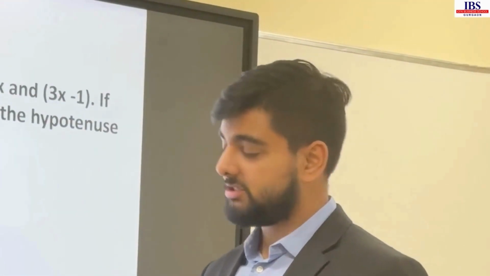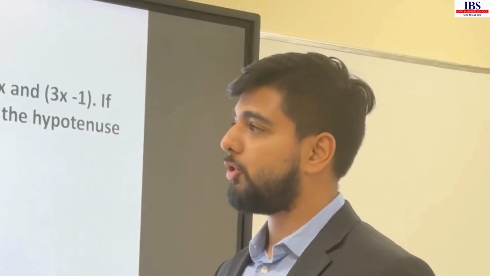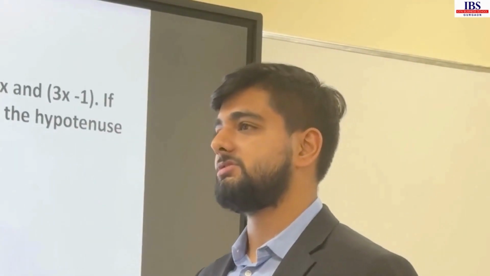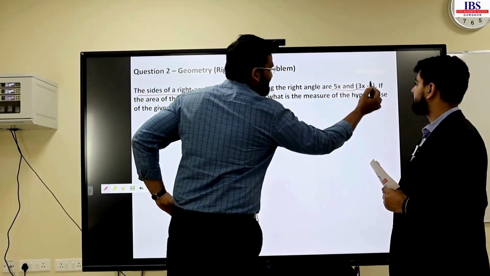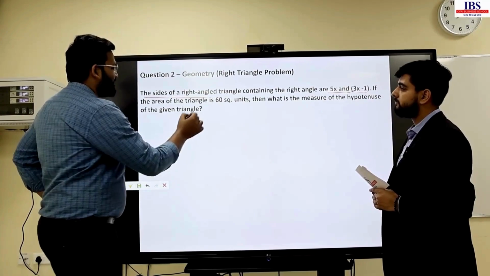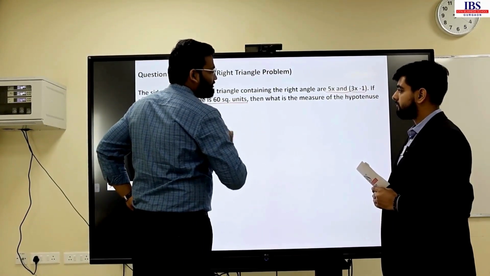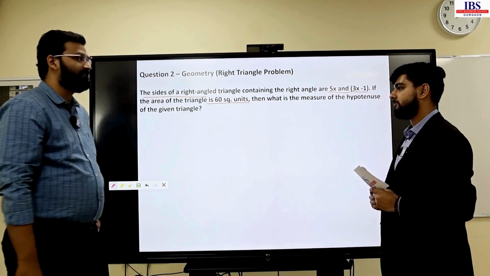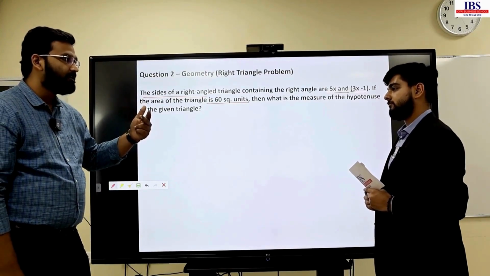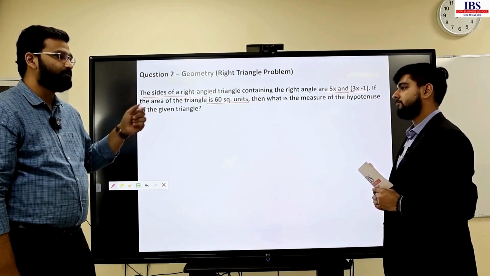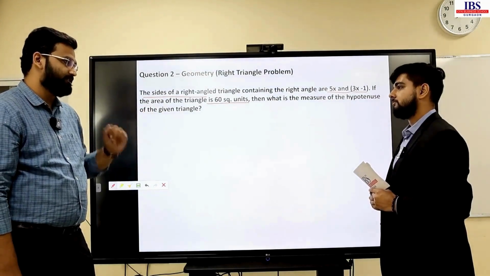Our next question is related to geometry, which is a right triangle problem. So how to tackle these questions? See, the sides are 5x and 3x minus 1. If the area of the triangle is 60 square units, then what is the measure of the hypotenuse of the given triangle? Here we have to keep in mind two identities which we are going to use in this particular question in order to reach the result.